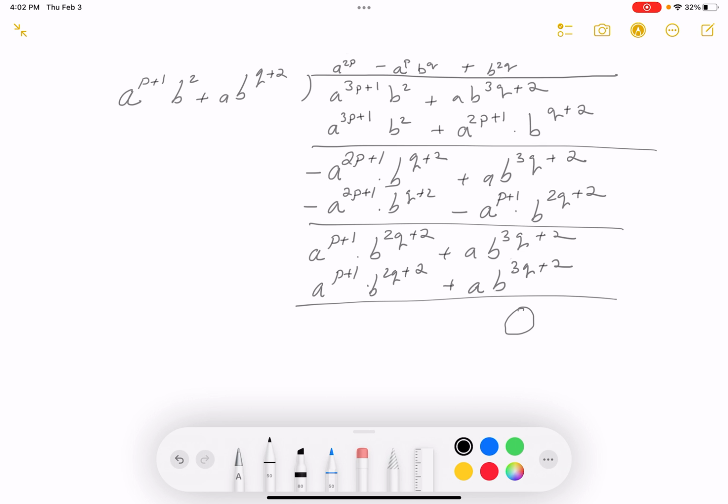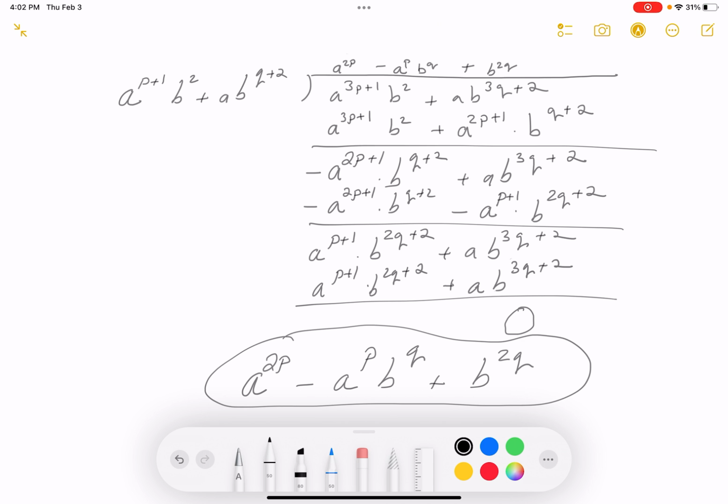So what's my answer in the division? I'll write it down more neatly and put a box on it. And then I'll look at the answer key. 2p minus a to the p, b to the q, plus b to the 2q. And again, I can't say this enough times, please look at the answer key. If you're not getting what we say you should be getting, like we're saying you should be getting a to the 2p, whoops, sorry about that.